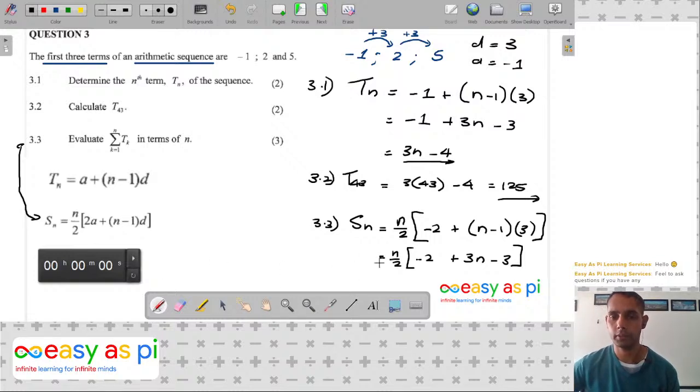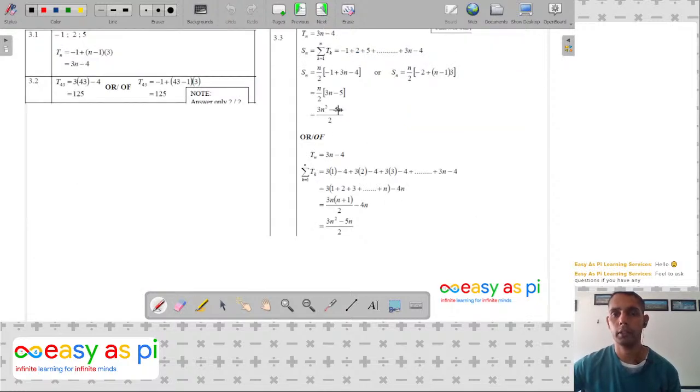Okay, and I'm just going to bring this over here. Let's call this step number 2. Let's call this step number 3. So then I can say Sn is equal to n over 2 into 3n minus 5, which is minus 2 minus 3. And then I'll distribute that n over 2 in, and that becomes 3 over 2 n squared minus 5n over 2. Okay, 3n squared over 2 minus 5n over 2. And so that's probably the easiest way you could do it.